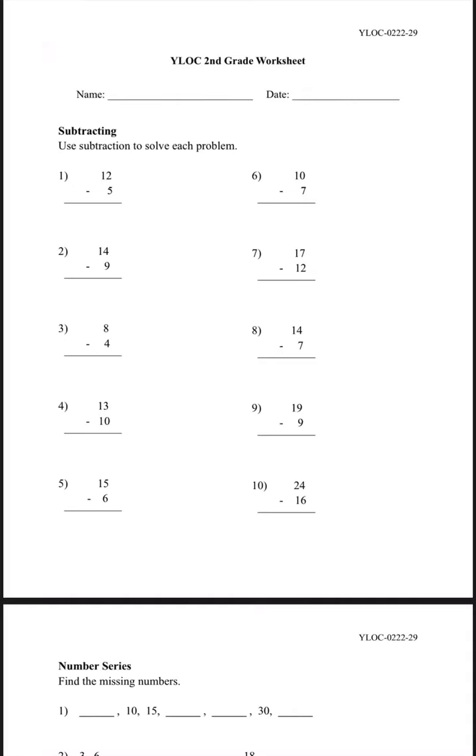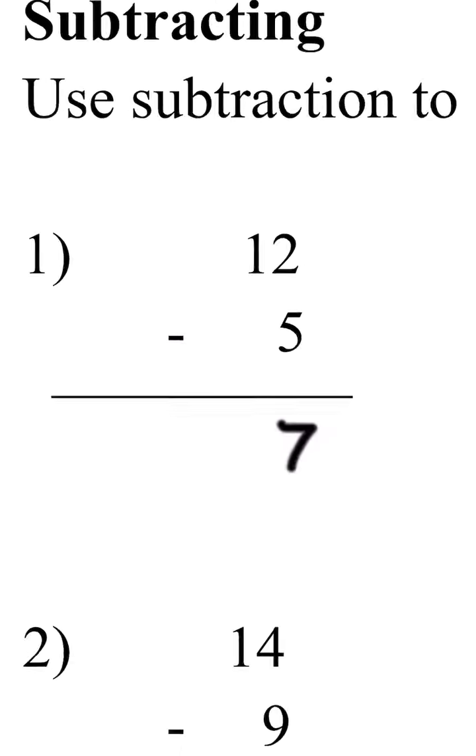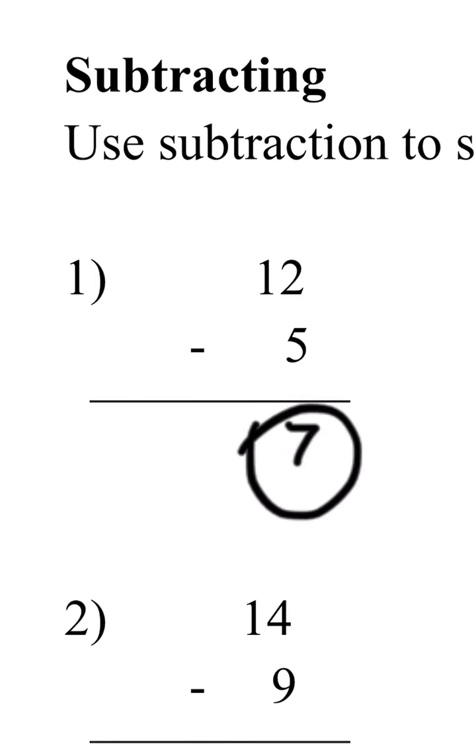Hello, today we're going to work on lesson 29 and we're going to first look at subtracting. We're going to use subtraction to solve each problem. Let's look at number 1. For number 1, we need to subtract 5 from 12 and 12 minus 5 is 7. So 7 is the answer for number 1.